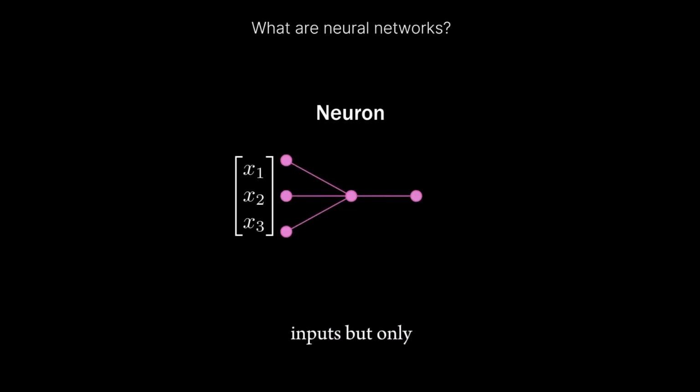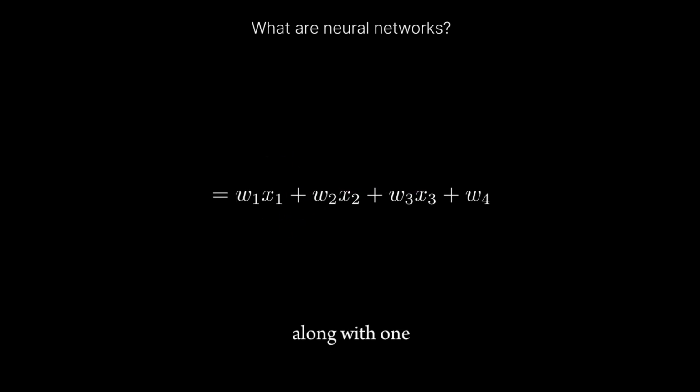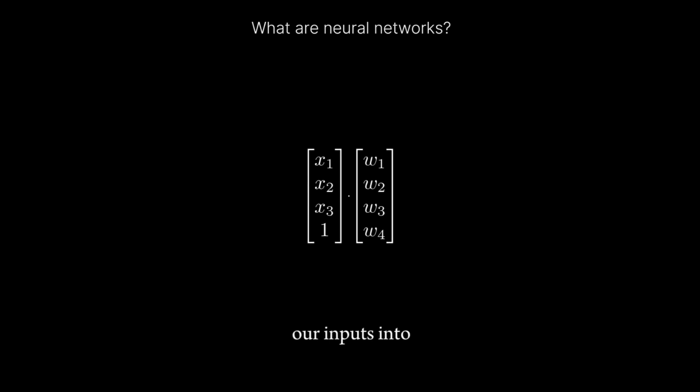Neurons take many inputs but only produce one output. Each input is multiplied by its own weight and added up along with one extra weight called a bias. We can put our inputs into a vector with an extra 1 for the bias and our weights into another vector, and then take what is called the dot product.